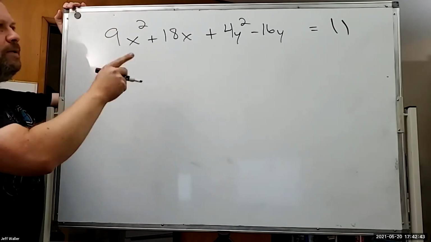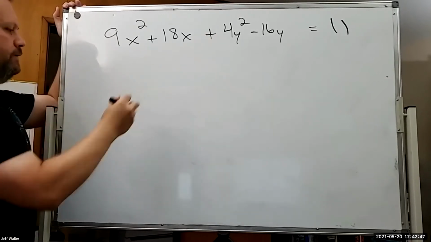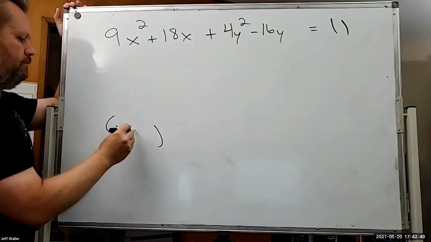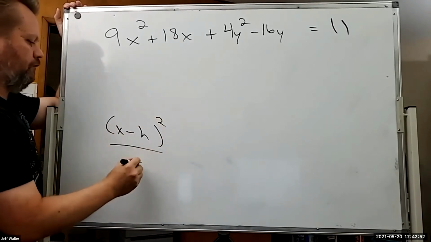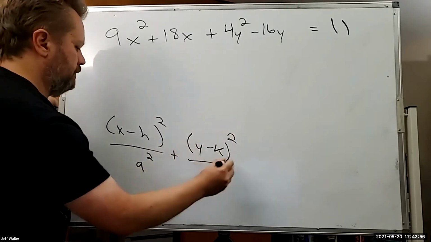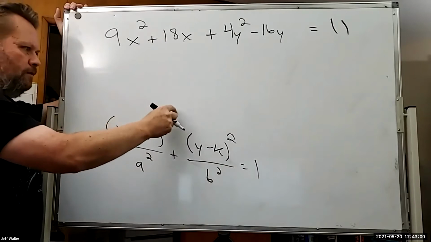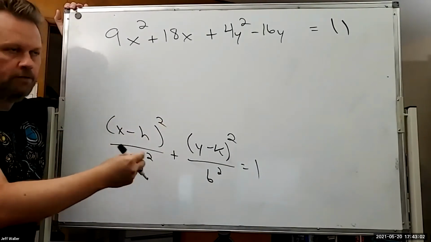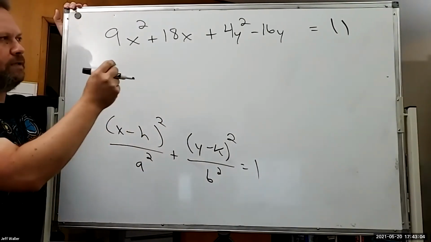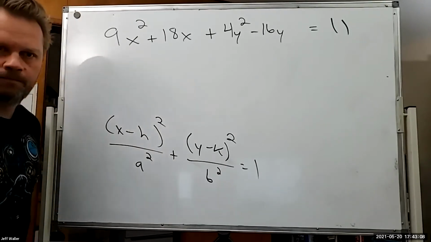How can you tell this is an ellipse? Does this look anything like this? I mean, this is the form of an ellipse, like we just did. What am I going to have to do to try to get it into this form? What do I have to do? And how do I know it's an ellipse? What do you guys think?